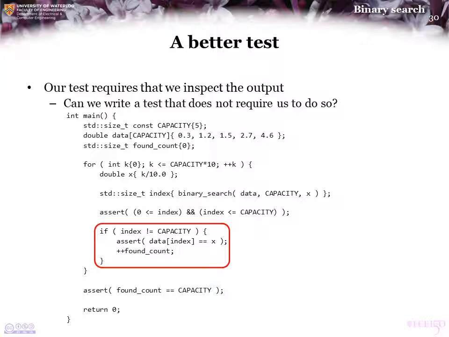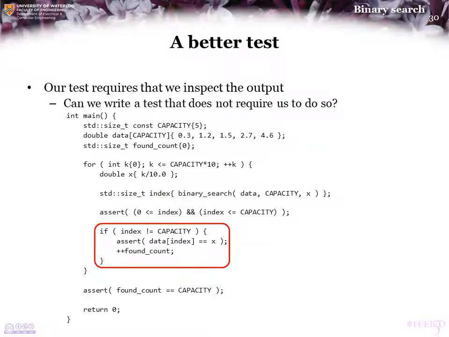If the value at that index is not equal to what we were searching for, the assertion will fail and we'll have an error. If that assertion passes, then we have correctly found the value at that location, and we will increment the found count by 1.